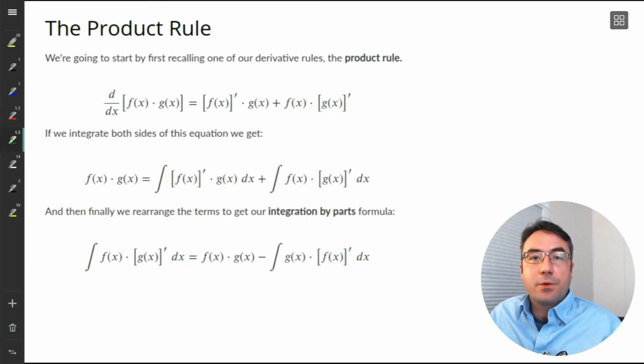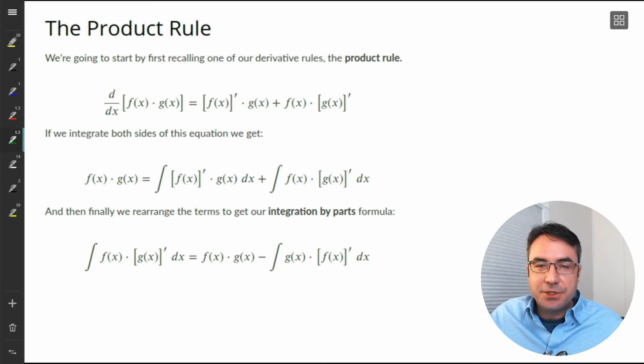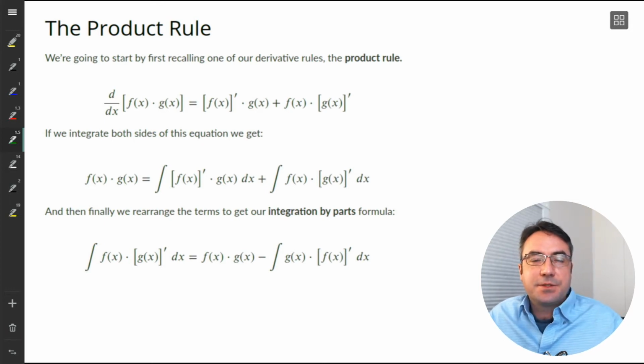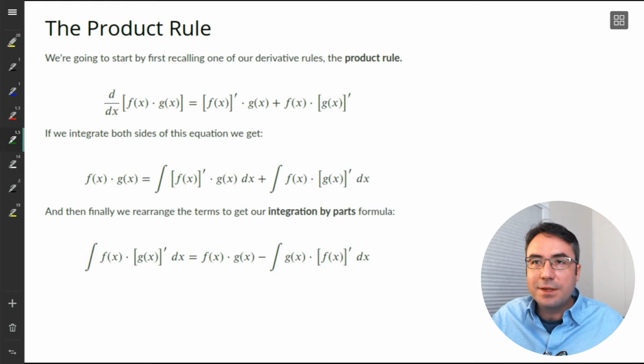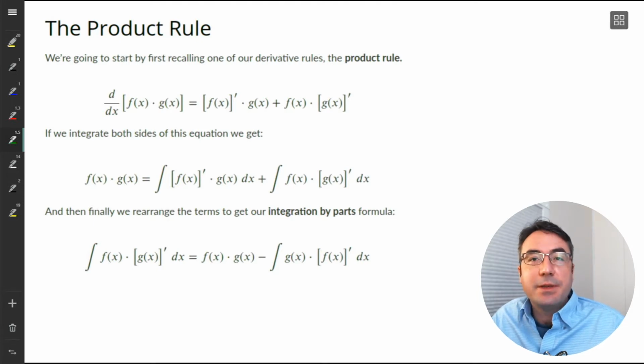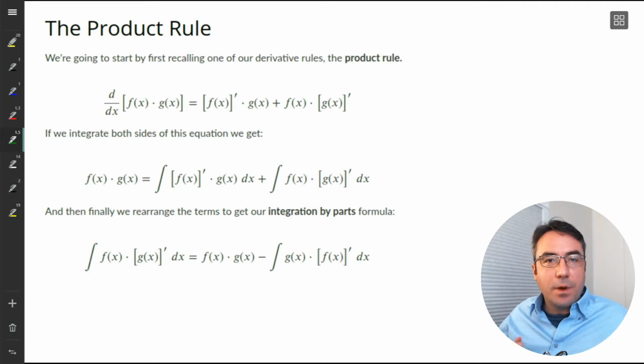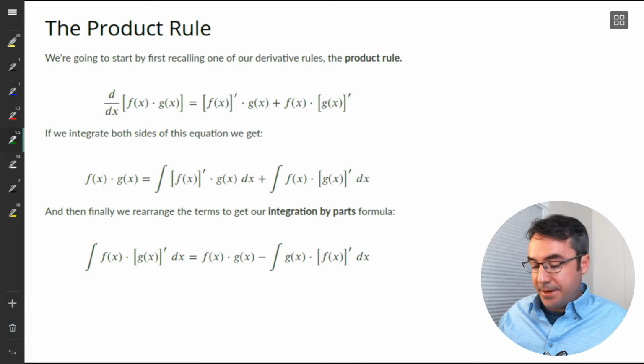And if we remember back, when we were talking about substitution rule, we said substitution rule really had its roots in the chain rule. So the chain rule was one of our derivative techniques, and substitution rule was sort of its integration counterpart. Well, same thing for integration by parts. It also is related to a derivative rule, and it happens to be related to the product rule. So let's just remember what the product rule actually said.